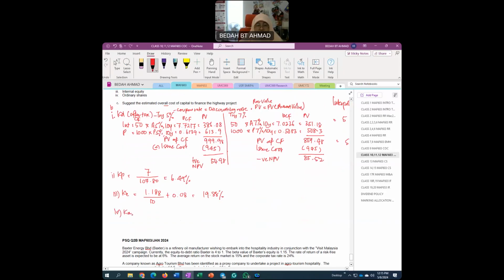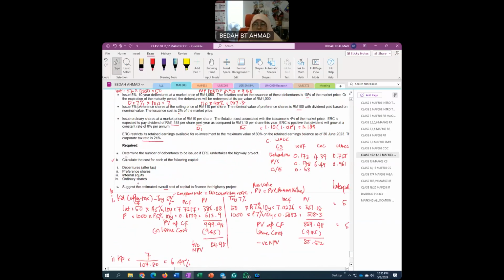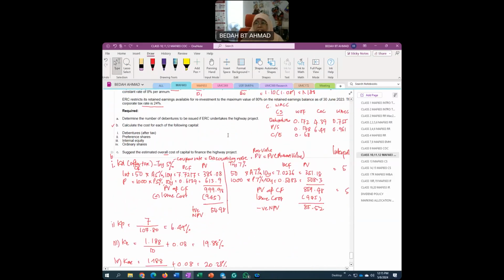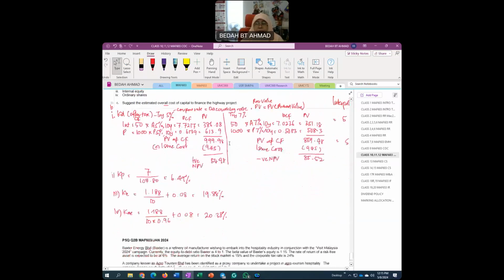And KNE for the ordinary shares, 1.188 divided by, so this one you need to net off the flotation cost. Flotation cost associated with the issuance is 4% of the market price. So 4% means multiplied by 96, plus 0.08. So that is 20.38%.